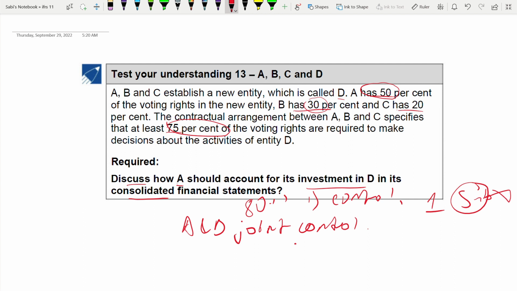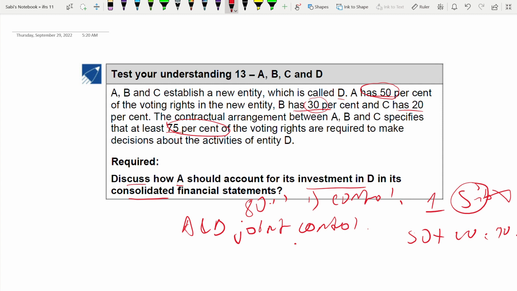Any decision to be made needs the permission of A and B together. Even A and C will not do, because A is 50 and C is 20, which makes 70% only. It does not reach 75. If you put B and C, 30 and 20 is 50% only. So you need A and B to make any decision. It needs to cross that 75% boundary, so only the combination of A and B will do it. Okay, so now, in the consolidated, how do you treat it?